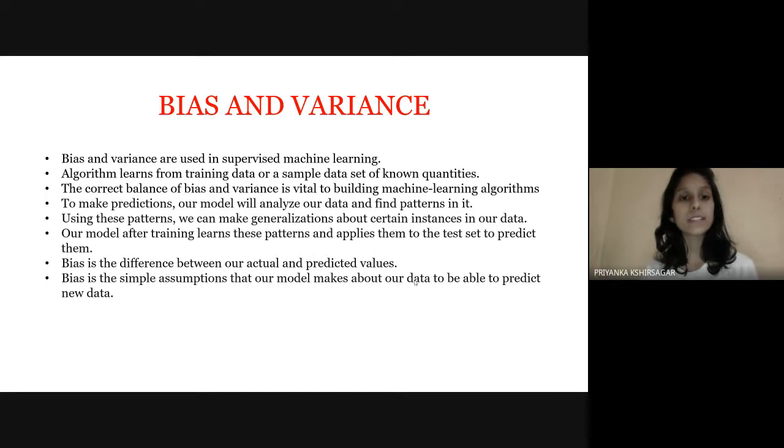Bias is the difference between our actual and predicted values. Bias is simply the simple assumptions that our model makes about our data to be able to predict the new data. So, this is all about bias.